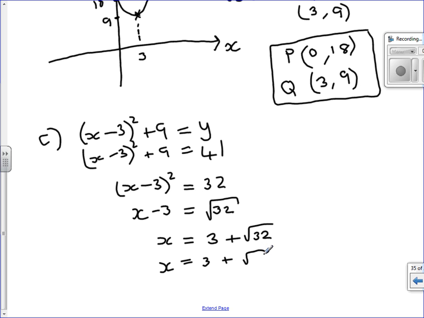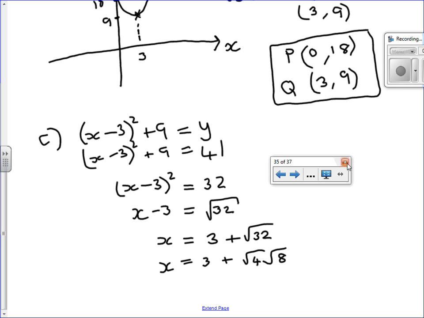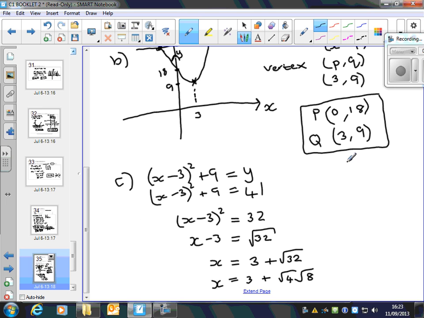32 can break down into 4 multiplied by 8. Now by doing that, we've not actually looked for the biggest square number. So by using 4 and 8, we can do it that way. But there's actually a bigger square number than 4 that is a factor of 32. So let's make that easier.